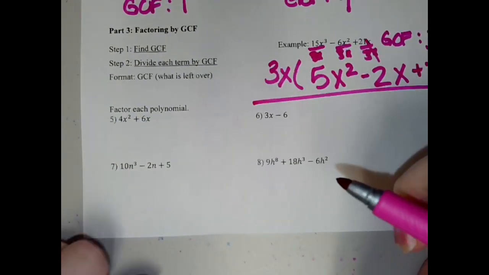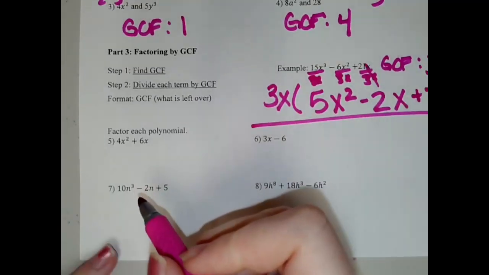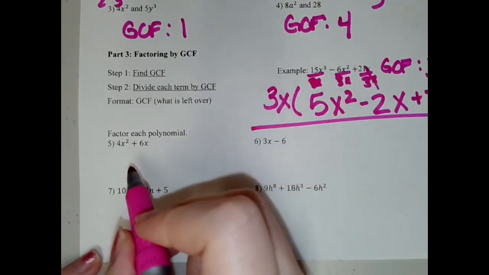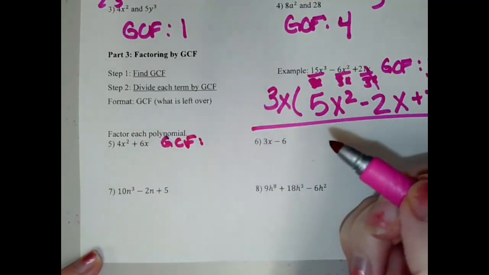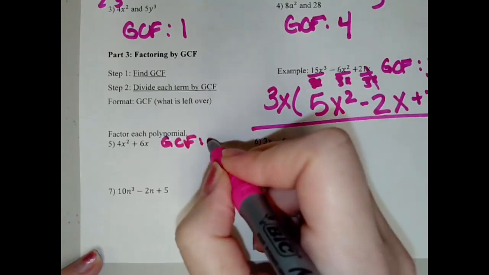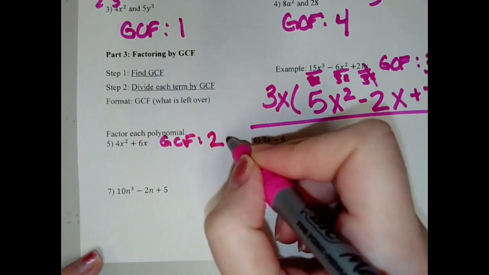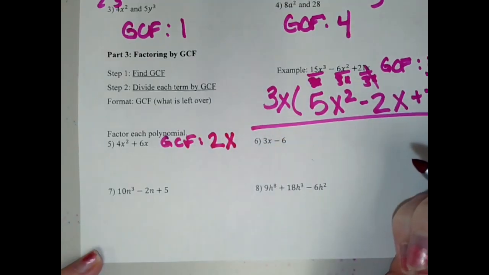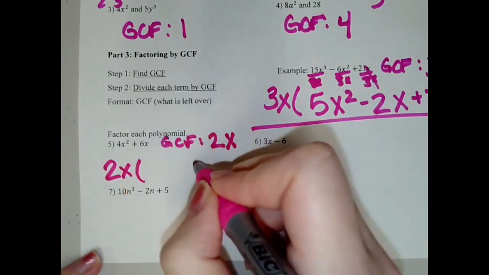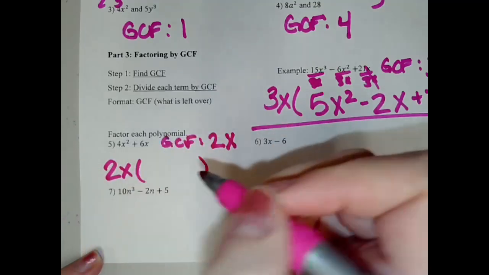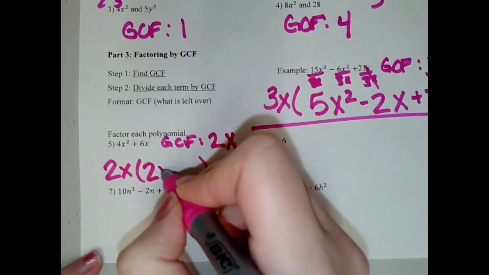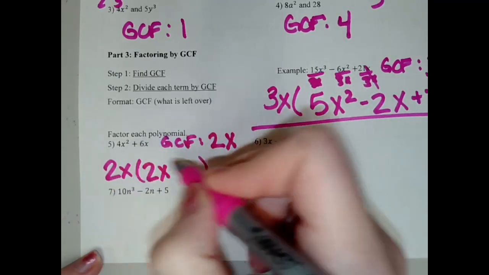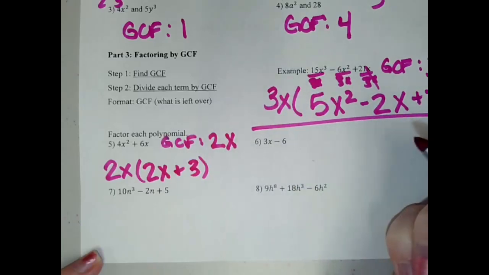So taking a look at part 3, we have number 5. It says factor each polynomial. For factoring, I'm going to pull out a GCF. 2 and 6 are both divisible by 2. And they both have a variable, so I can pull out the lowest power, x. So my GCF is 2x. If I divide each term by 2x, what I'm left with is 4 divided by 2 is 2. X squared divided by x is x. 6 divided by 2 is 3. X divided by x, they cancel, so that's gone. So this is my final answer here.